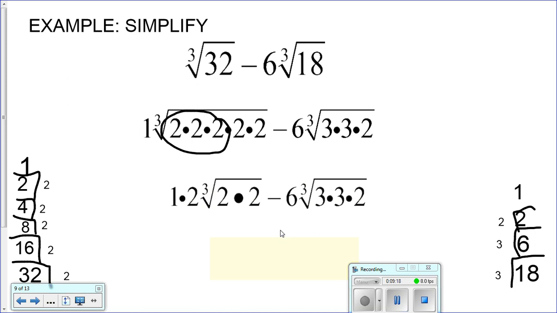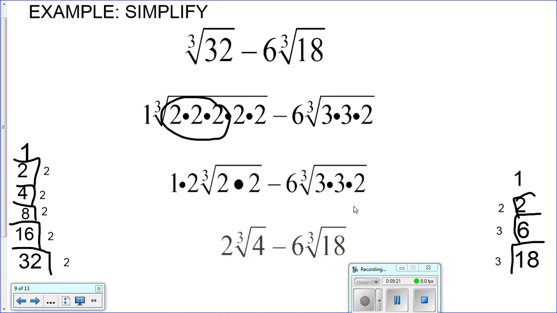So what I end up getting is I move that 2 to the outside, and I go ahead and simplify. I get 2 cube root of 4 minus 6 cube root of 18. They're not the same, so I can't subtract them. So I would just leave them as is. Okay?